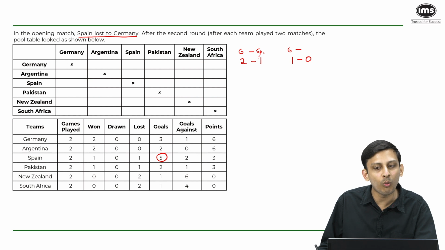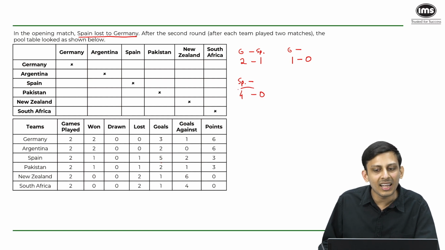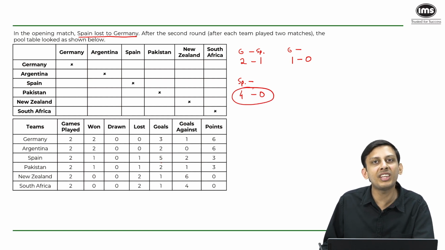Out of the 5 goals, 1 goal is here that Spain is scoring. So in the other match, Spain will be scoring 4 goals, so that 4 plus 1 will give us the total of 5. And also, Spain is conceding 2 goals in total. Out of the total 2 goals it is conceding, both of them are here, so it will be conceding 0 goals in this other match. So in this other match, Spain will be scoring 4 goals and the opponent will be scoring 0 goals.